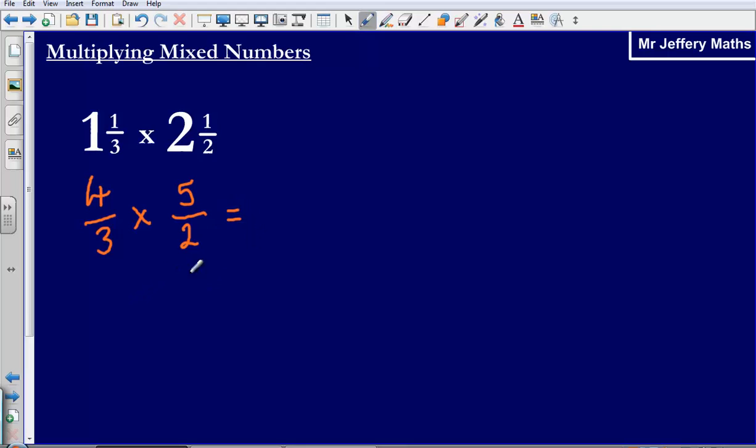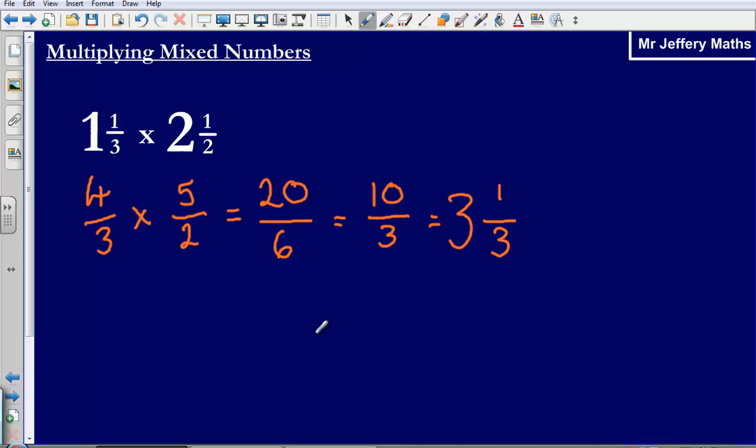Now, all that I need to do now is multiply the top two together. That gives me 20. Multiply the bottom two together. That gives me 6. Now I've got 20 over 6. I can now simplify this. So 20 over 6 will simplify to 10/3. And then I can turn this into a mixed number. How many 3's fit into 10? 3, with a remainder of 1/3. So 3 1/3 is my final answer there.